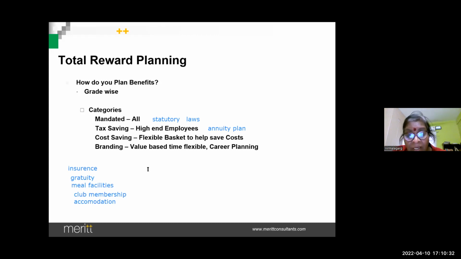Then what happens? You get higher value because the benefit is your choice. So organizations are now getting into what we call a cafeteria or a flexible basket, where you can opt for whatever benefits you want, depending on the amount which you are entitled for every level. Okay. Then the next is branding benefits.